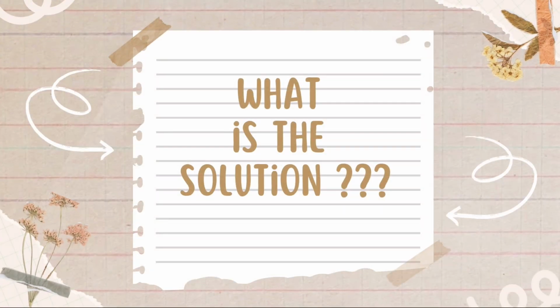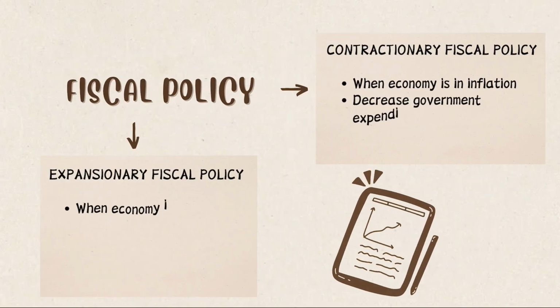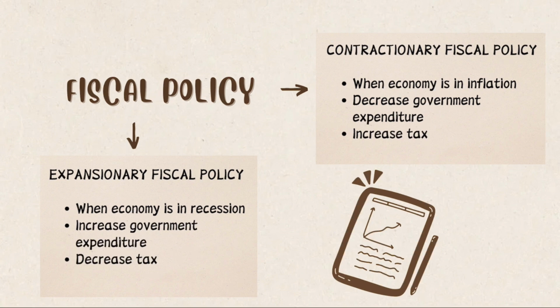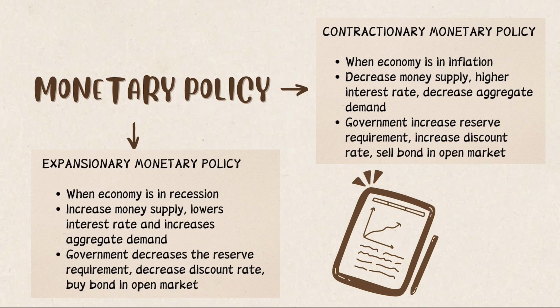So, how to solve inflation? There are two types of solution: monetary policy and fiscal policy. Expansionary fiscal policy is used when the economy is in recession, by increasing government expenditure and decreasing tax, while contractionary fiscal policy is used when the economy is in inflation, by decreasing government expenditure and also increasing tax. For monetary policy, expansionary monetary policy is used when the economy is in recession: increase money supply, lower interest rates and increase aggregate demand. The government decreases the reserve requirement, decreases the discount rate and buys bonds in the open market.